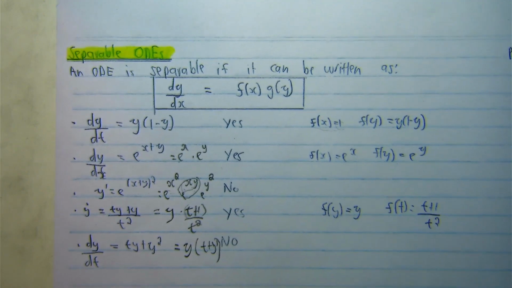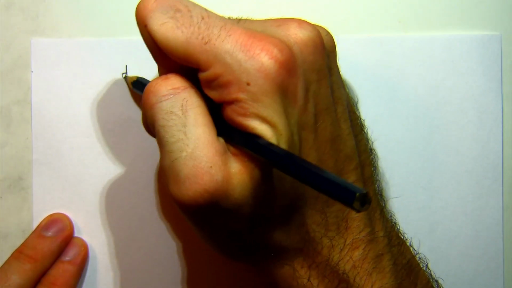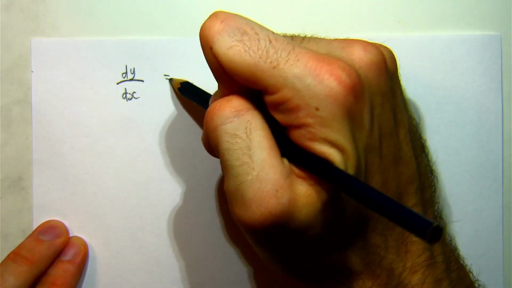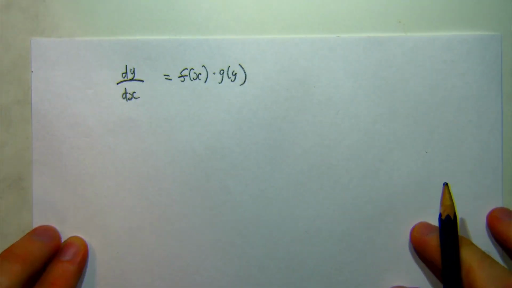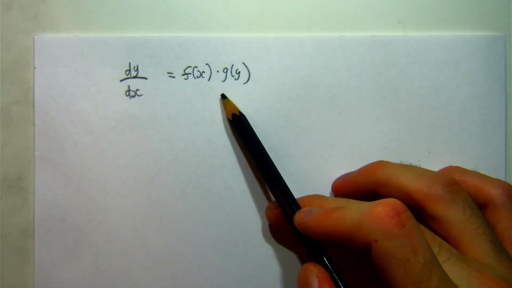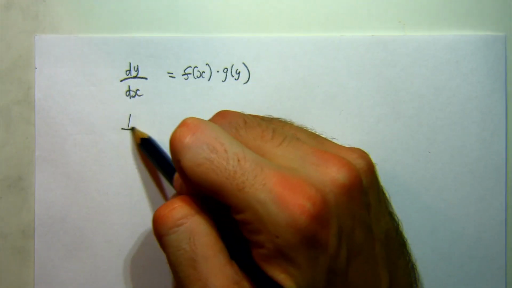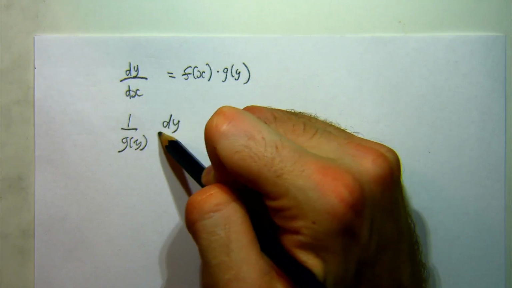So let's derive our solution technique for a separable ODE to actually understand our approach and how we want to solve these ODEs. The general form is given by the derivative being equal to f of x multiplied by g of y. The reason why this is so useful as a form is that we can divide both sides by g of y to give us dy on dx.